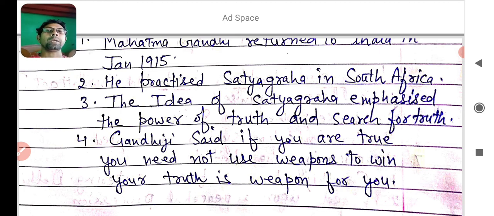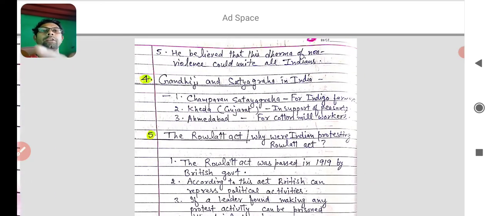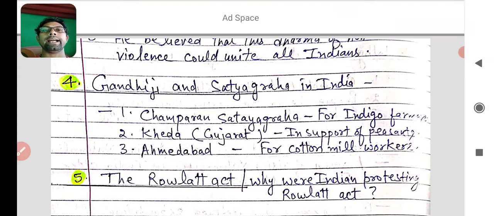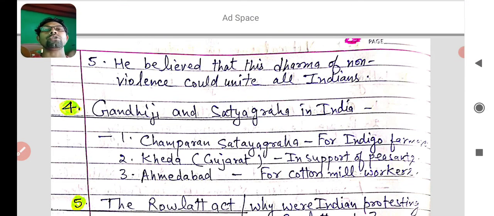What were the main views of Mahatma Gandhiji on the basis of satyagraha? And finally, Mahatma Gandhiji also believed in the dharma of non-violence. You also learned that according to satyagraha, you should focus on non-violence also. And Gandhiji also believed that the dharma of non-violence could unite all Indians. I hope you learned the point of satyagraha also.